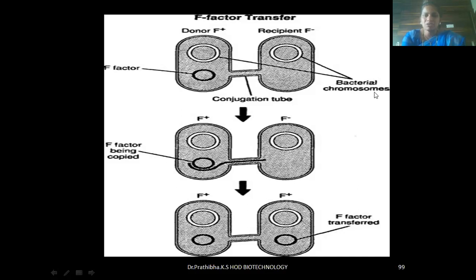After the conjugation, through rolling circle replication, you will be able to see that the F minus bacterium has become F plus. Earlier it was F minus, now it has become F plus after the conjugation. Here you can see the F plus factor transferred to the bacterium.